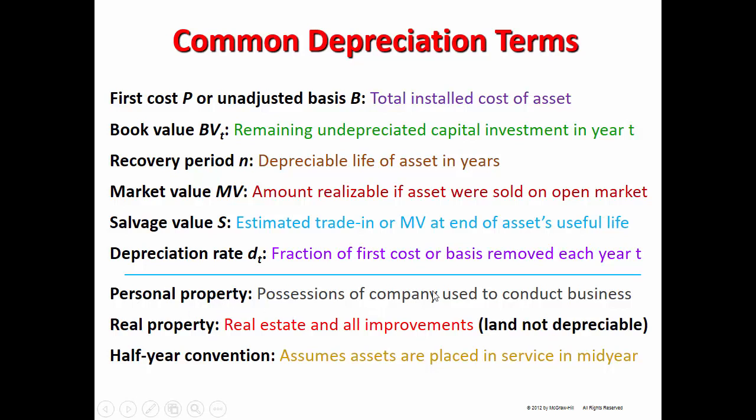And so those possessions, the personal possessions of a company that conducts business, are the ones that can be depreciated, but real property can't be depreciated for the reasons that we talked about, for instance, that it's too durable. It doesn't wear out. In the MACRS depreciation system, there's something called the half-year convention.